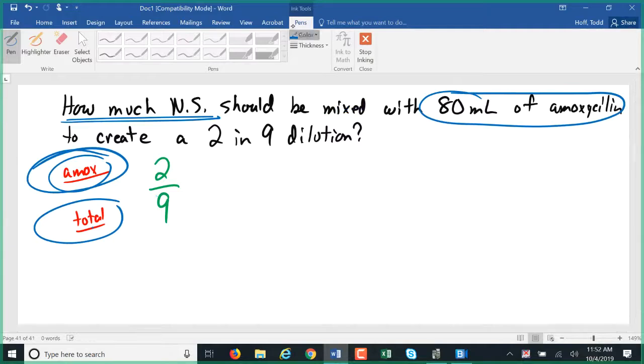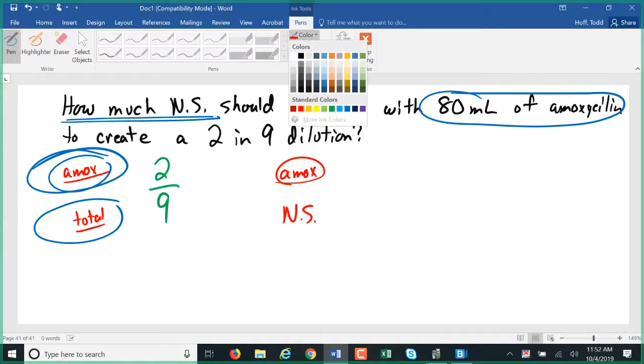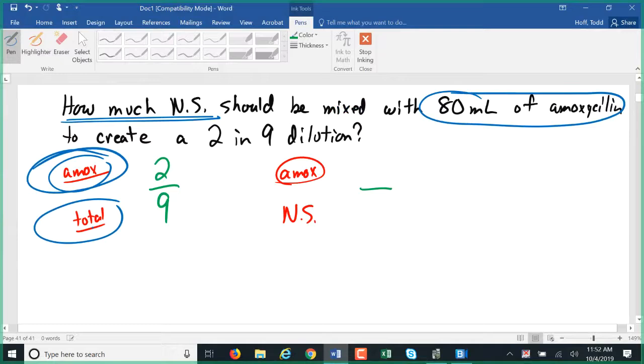So this is not the ratio we want. We want to keep the serum, in this case the amoxicillin. We want to know how much saline that's related to. So what would this ratio be? 7 is the amount of the saline. We still have 2 parts serum, right? So it's a 2 to 7.